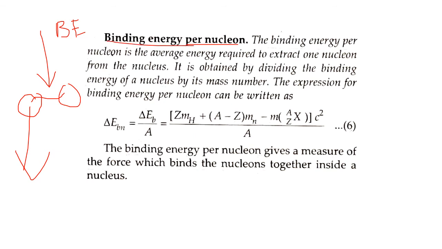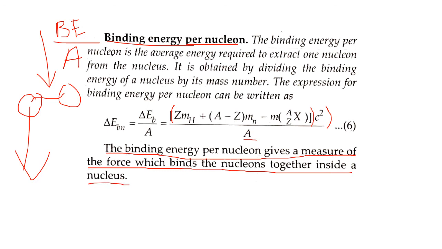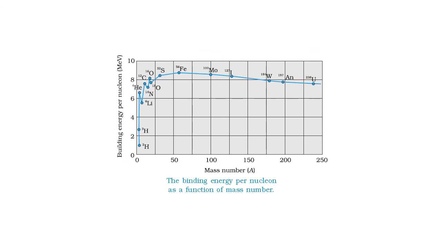Fine. So how can that be calculated? By calculating the total binding energy of the atom. This is your total binding energy of the atom divided by the number of nucleons. The number of nucleons is denoted by A. A is your mass number. So the binding energy per nucleon gives a measure of the force which binds the nucleons together inside the nucleus. So this is your binding energy curve. In the next class we will discuss some important points regarding the binding energy of nucleons.